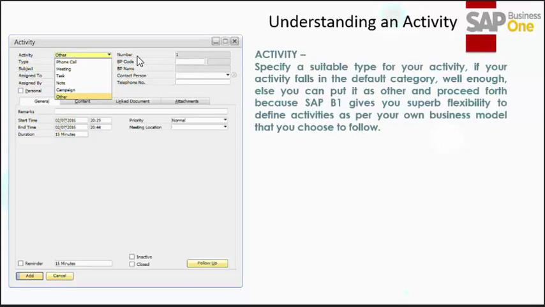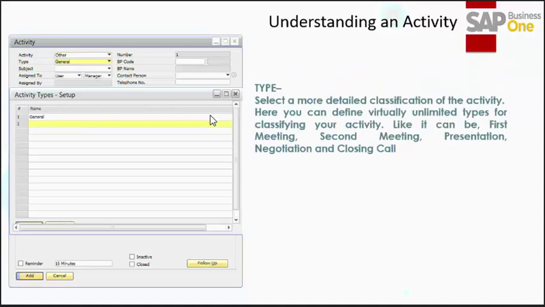There are some other fields that we need to understand. This is the business partner code. You can type or select the business partner code. Next is type. You can select a type for your activity. This helps you to have a more detailed classification of your activity. Here you can define a virtually unlimited number of types, classifying your activities.